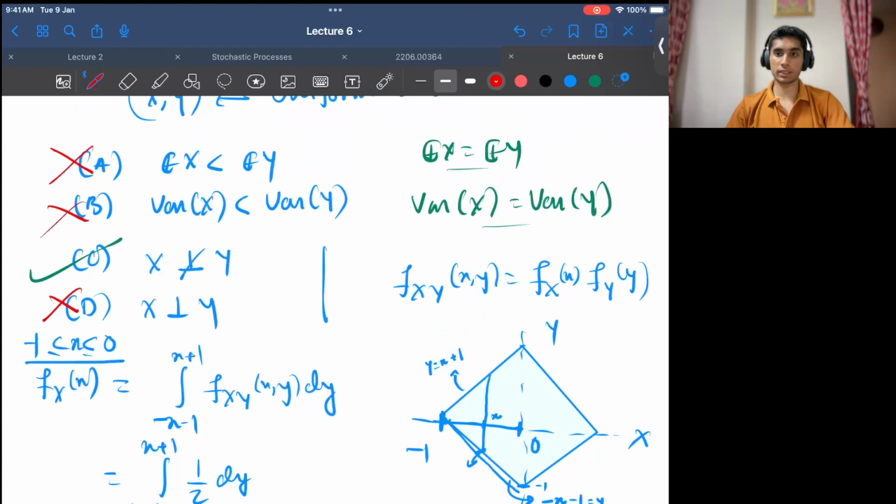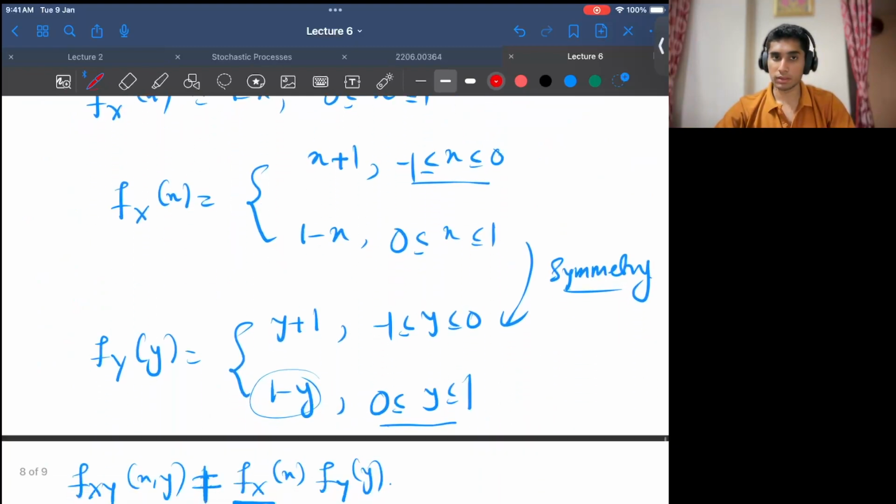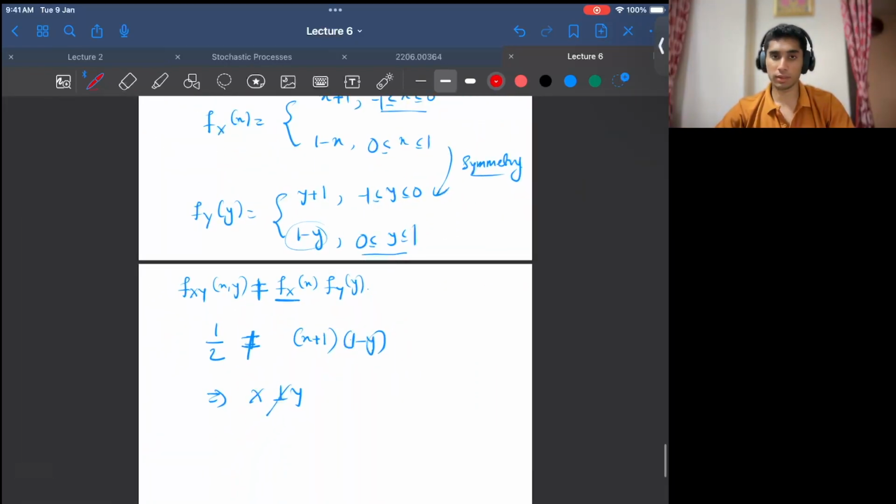Let me know if it was clear or not. I mean, I just did some basic calculation, nothing else. If something was not clear, let me know. I will explain that part.